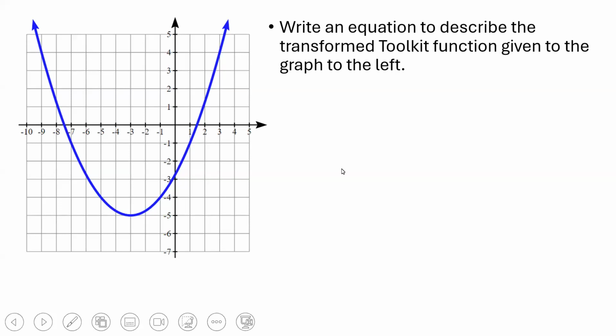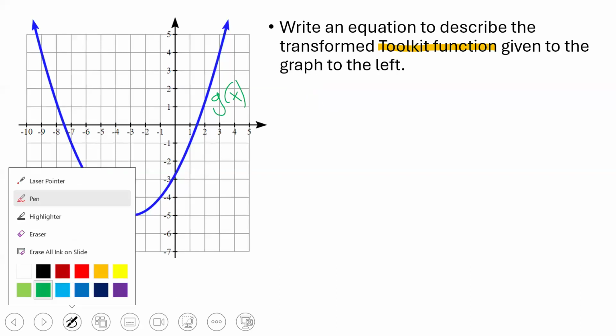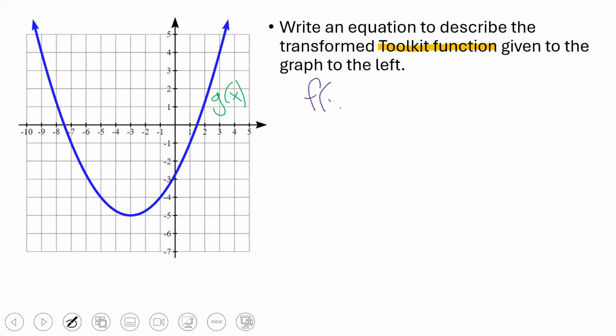So start here. We've got this equation and the graph there on the left. They didn't tell us a name for it, so I'm just going to go ahead and call it g of x. So we need to find the equation of g of x. Now the first thing we want to do, since we know that it is a transformation of one of our toolkit functions, is to figure out which toolkit function it is a transformation of. And since we see that U shape there, that tells me it's a transformation of the quadratic toolkit function, which has the equation f of x equals x squared.